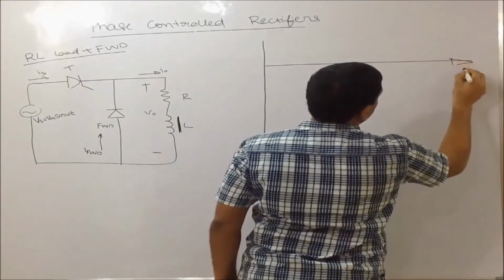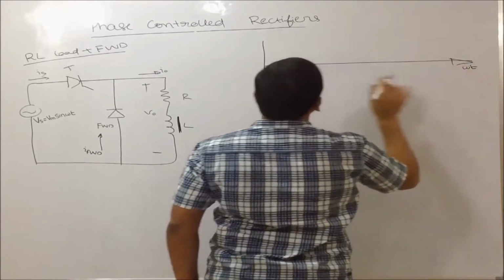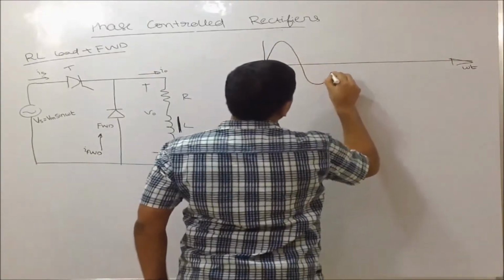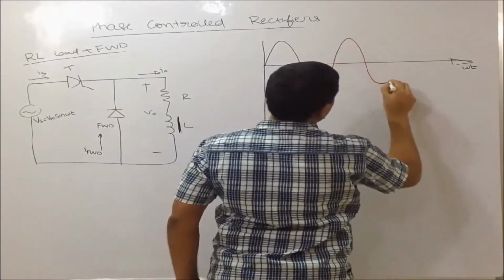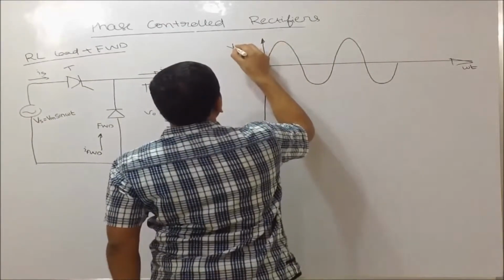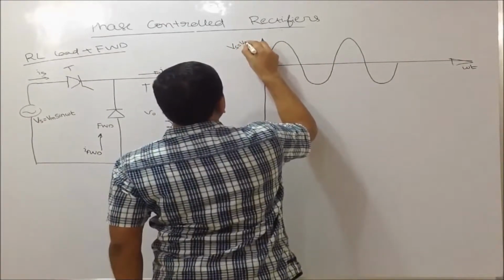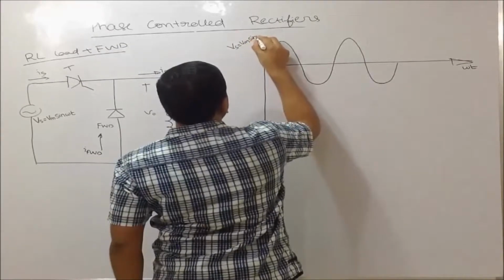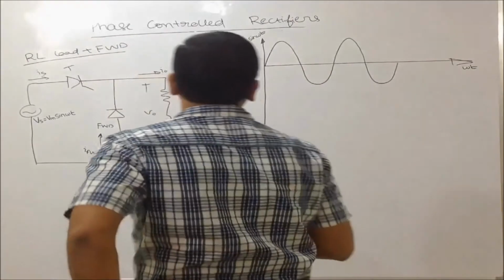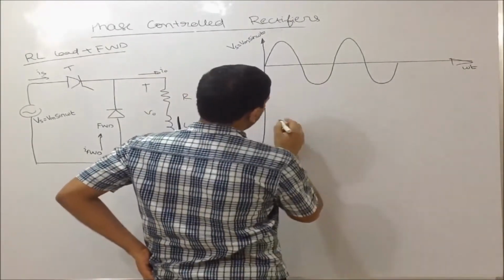First I am drawing for Vs. So Vs is what? Vm into sin omega t.